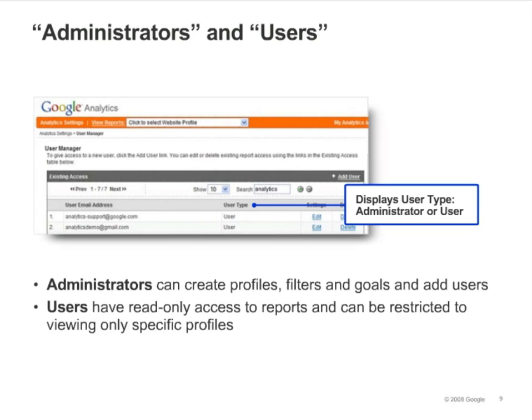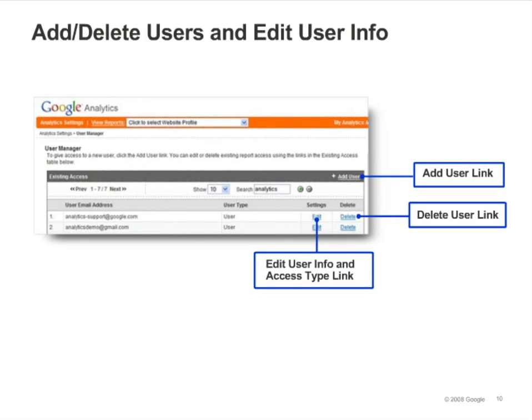Administrators have access to all reports, and they can also modify analytics settings. So, administrators can create profiles, filters, and goals, and they can add users. Users only have read access to your reports, and they can't modify analytics settings. Also, users can be restricted to viewing only specific profiles. You use the User Manager to add new users, remove users, and edit user information.